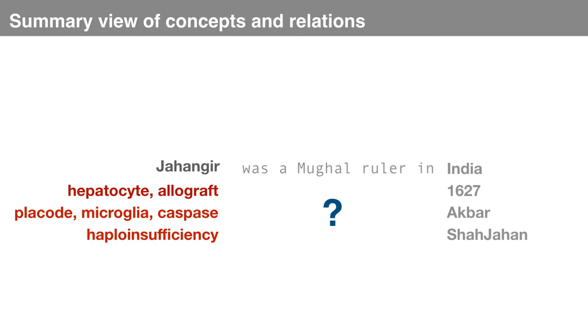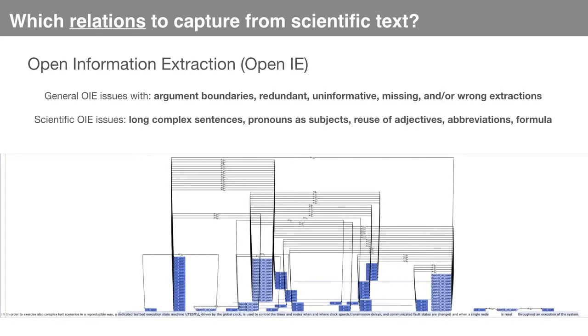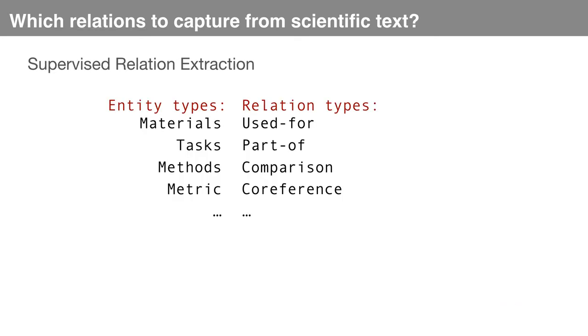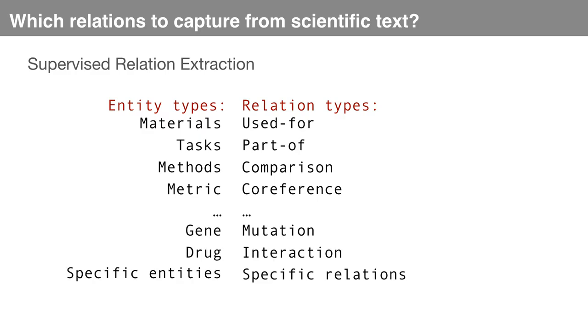Ideally, you just extract all relation types. However, the unlexicalized extractors in OpenIE systems have trouble dealing with the length and complexity of scientific sentences. Alternatively, supervised approaches to relation extraction aim to capture only a handful of semantic relations, or they aim to capture very specific information like drug-disease interactions.